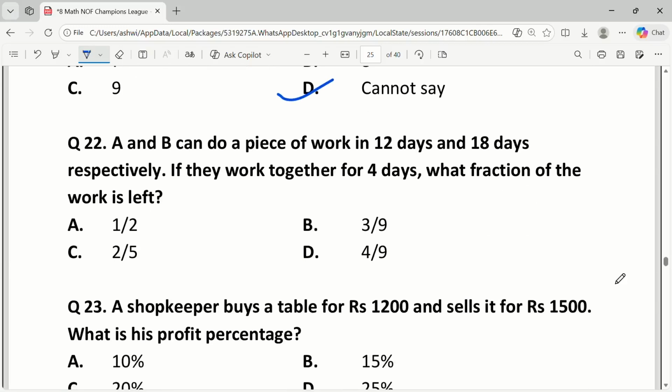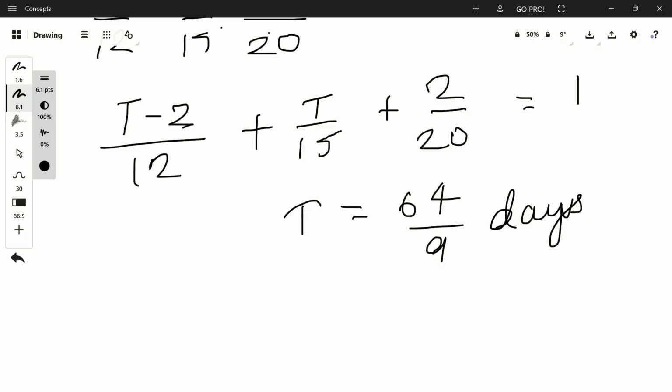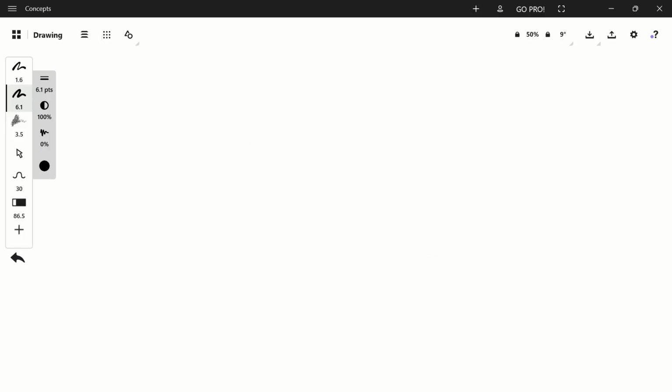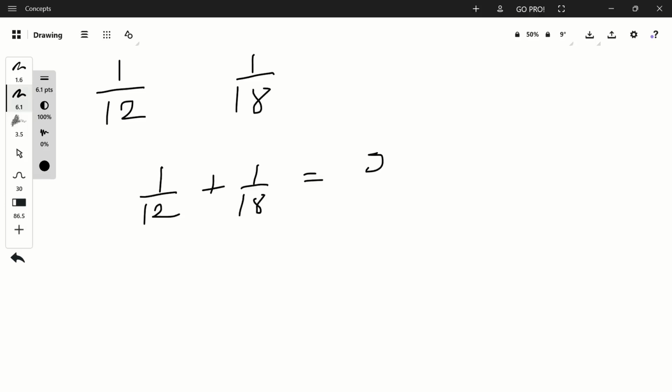Question 22. A and B can do a piece of work in 12 and 18 days respectively. If they work together for 4 days, what fraction of the work is left? A's working rate is 1 by 12. B's working rate is 1 by 18. Combined work rate will be 1 upon 12 plus 1 upon 18, which is equal to 5 upon 36.